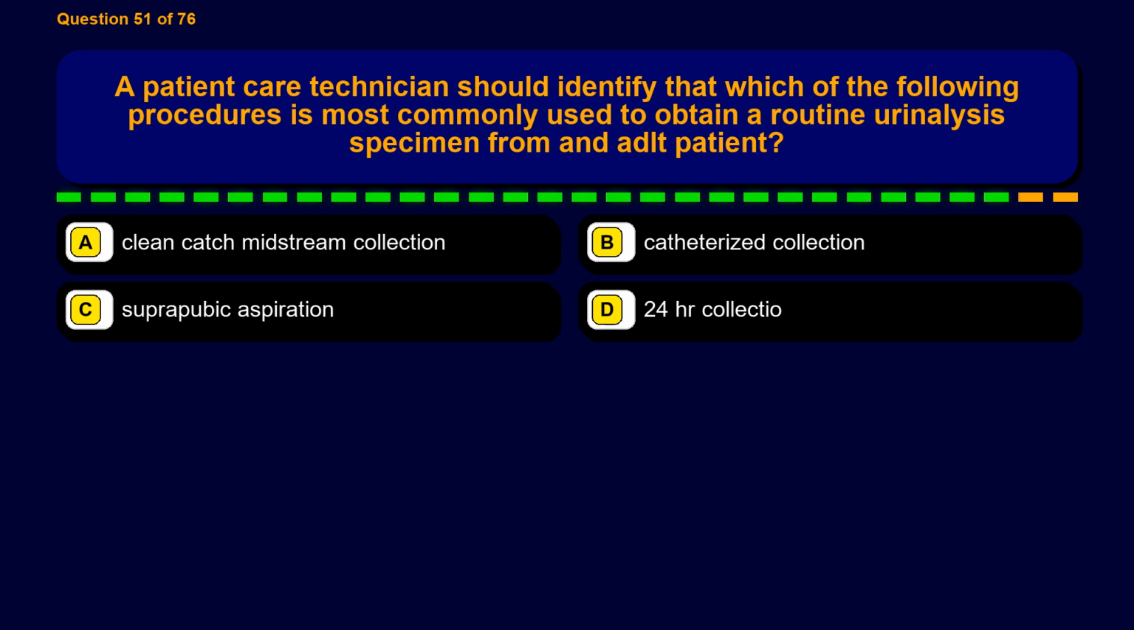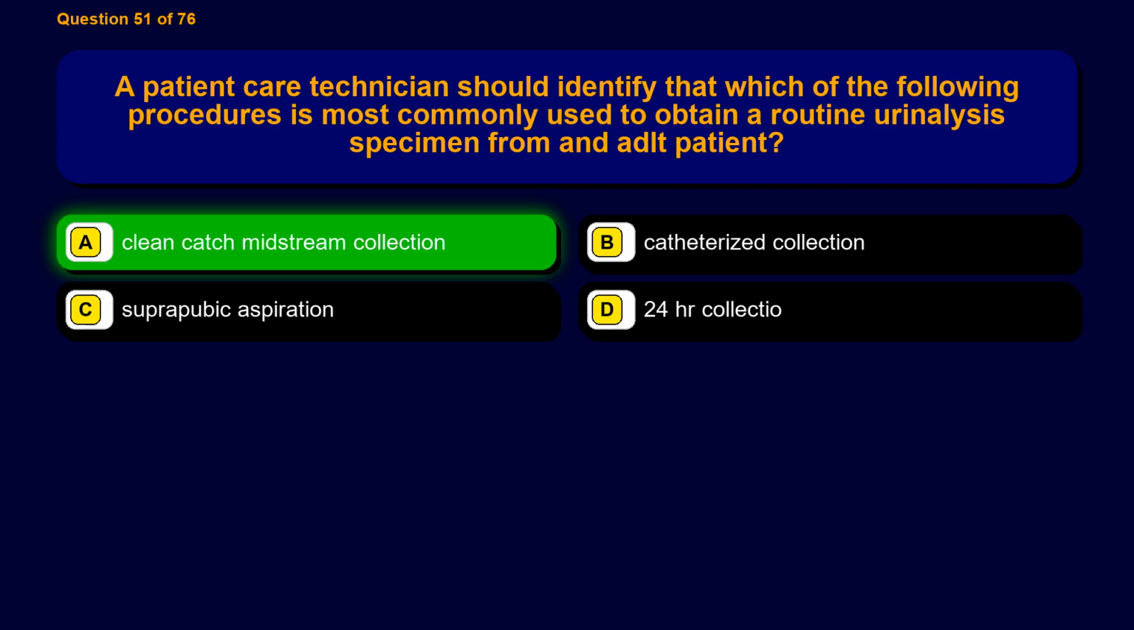Question 51. A patient care technician should identify that which of the following procedures is most commonly used to obtain a routine urinalysis specimen from an adult patient. Option A, clean catch midstream collection. Option B, catheterized collection. Option C, suprapubic aspiration. Option D, 24 hour collection.